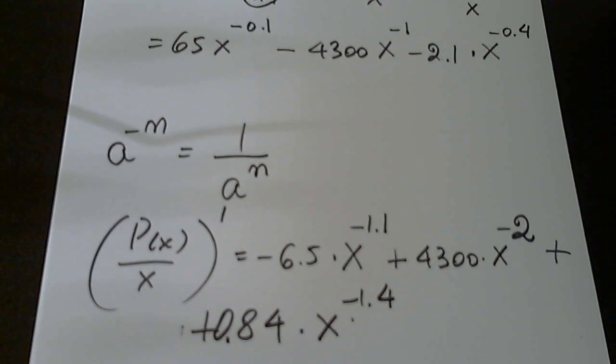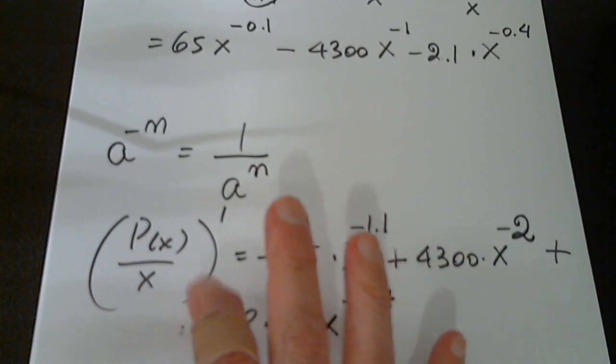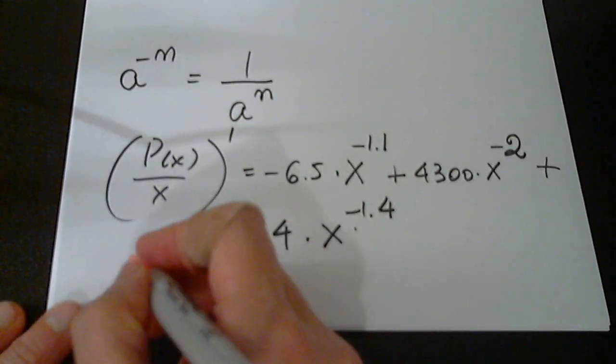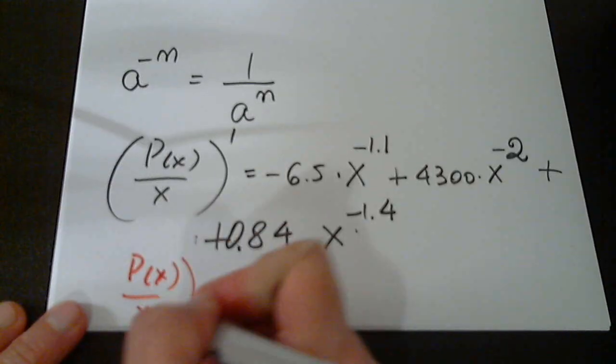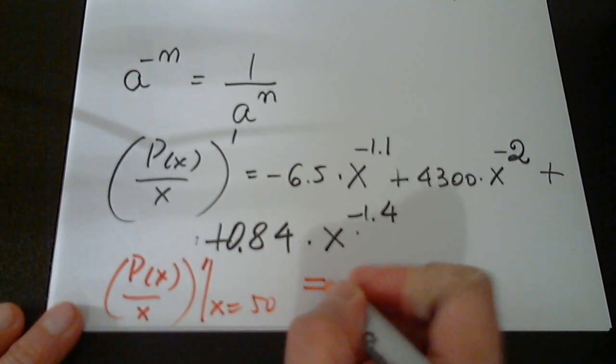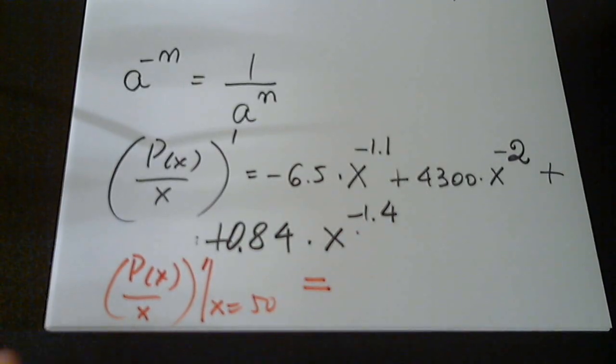Okay, now finally, I can evaluate this function when x is 50. So p of x over x prime evaluated at x equals 50 equals. I will put this whole thing in the calculator and plug 50 in. So I'm going to share my screen and plug it in. Okay. I prefer putting it in the function, but that's me.